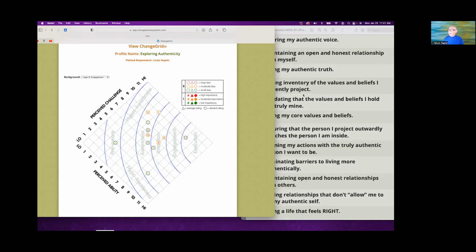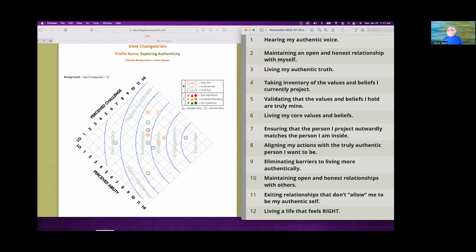Okay. All right. So let me just finish this one little thing. What Linda is saying by this plotting is that when it comes to maintaining an open and honest relationship with myself, I am there. I've been there for a long time. I'm really good at it. I'd be curious to know why the importance is only moderate, but it's something that she takes as part and parcel of who she is and how she is. So maybe it doesn't need a whole lot of attention. It's just an essential part of who she is.